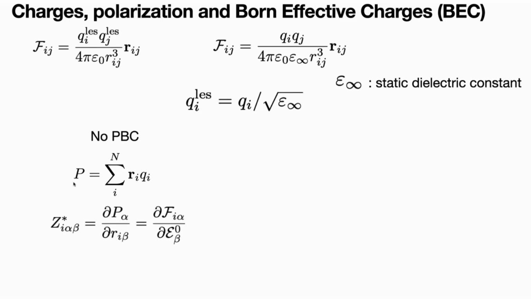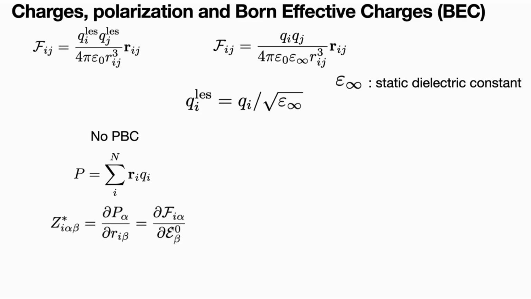Okay, now for the polarization of a system without periodic boundary conditions, the finite system, it is just R dot Q, and then we can also obtain the so-called Born effective charges. The Born effective charges can be written down in two ways. One is the derivative of polarization with respect to atomic position. It's a 3x3 tensor. It is also related to the response of the system to an external electric field.